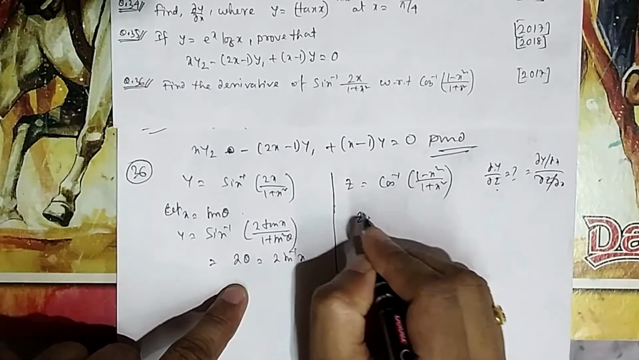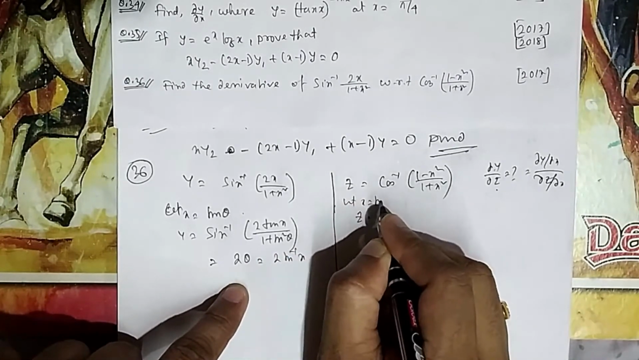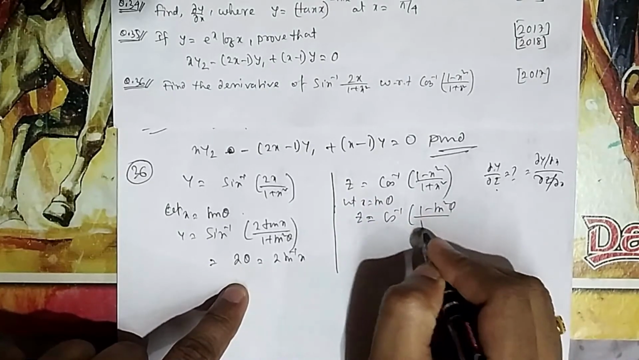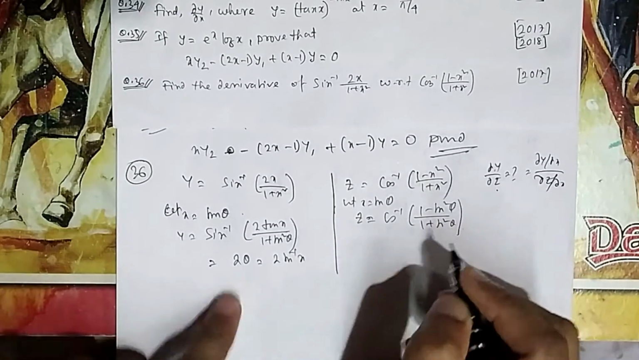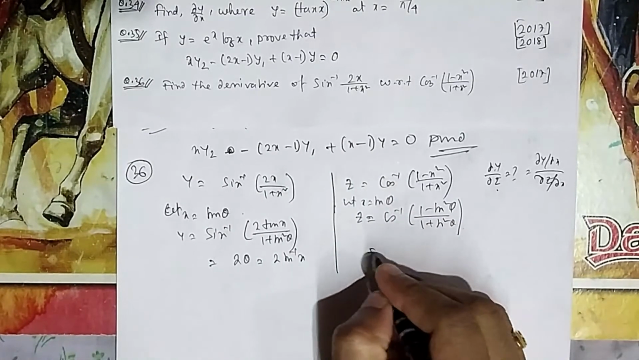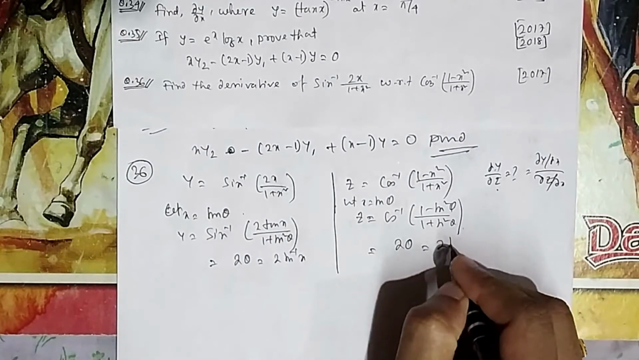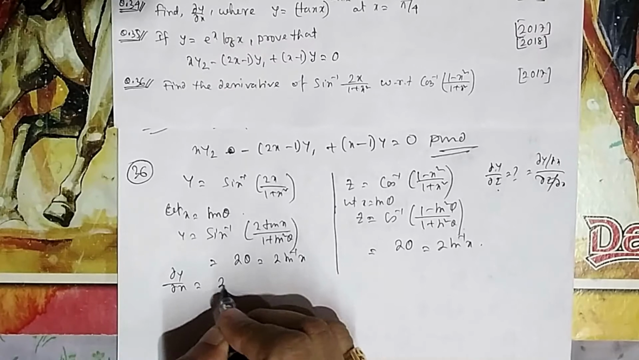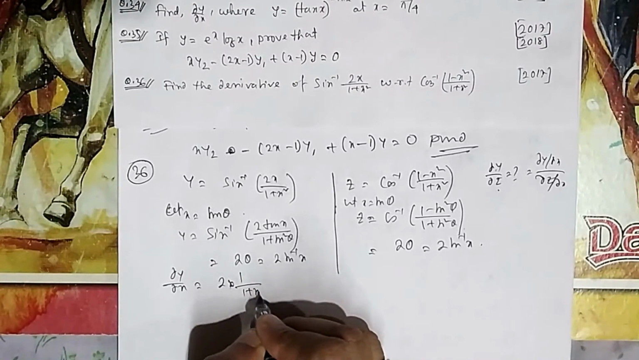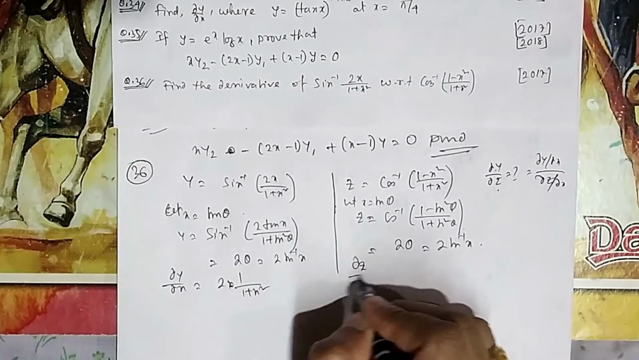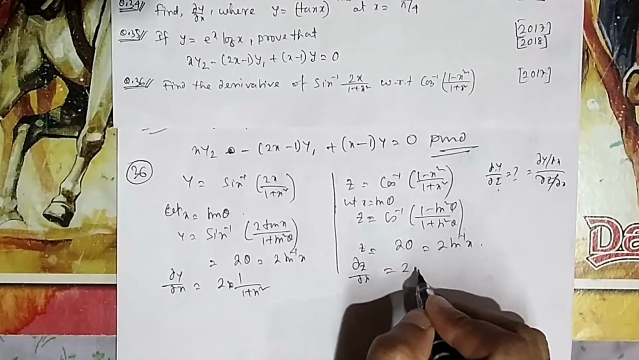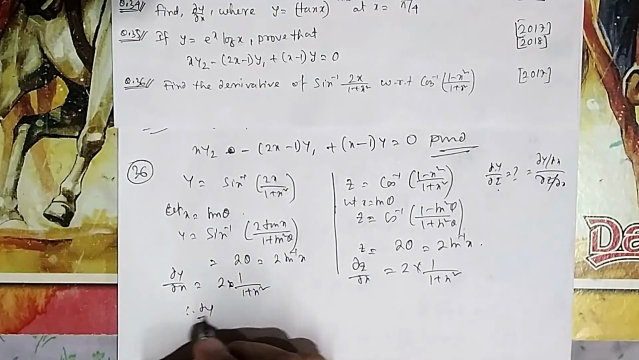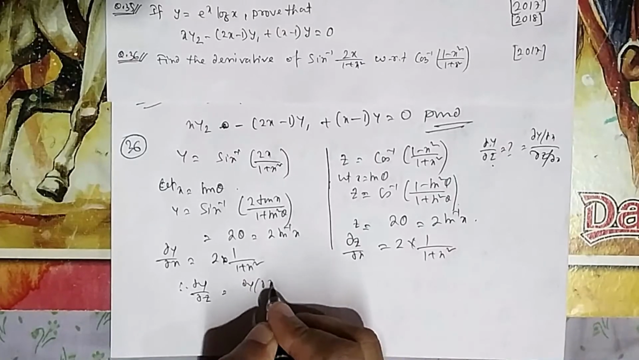Here also if you again put let x equal to tan theta, then it will be cos inverse of (1 minus tan square theta) by (1 plus tan square theta), which is cos 2 theta. This we have also done. Again this will give you cos inverse cos 2 theta, which will give you 2 tan inverse x. So if you differentiate, dy/dx will be 2 into 1 by 1 plus x square. Here also if you differentiate z with respect to x, then it is 2 into 1 by 1 plus x square. So therefore dy/dz is equal to dy/dx divided by dz/dx.